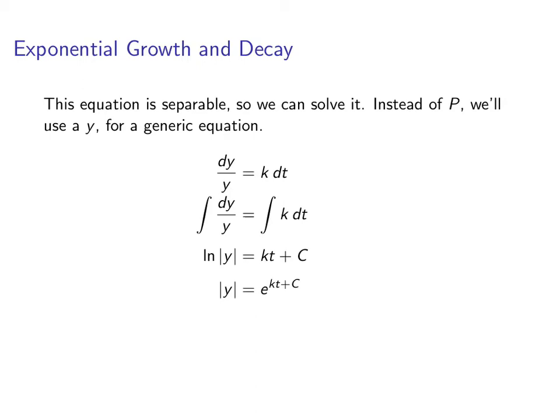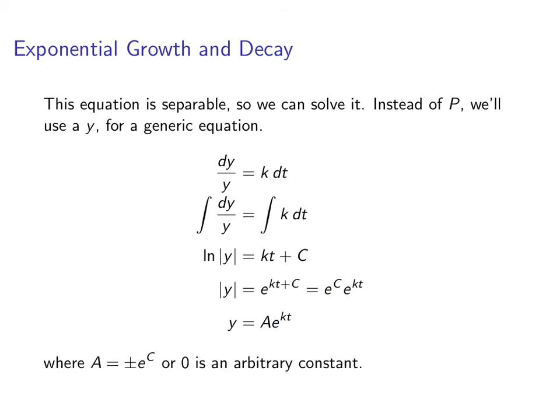We can get rid of the log by doing an exponential. And so we end up with e^C times e^(kt). And instead of e^C, we'll rewrite that as A. And we can also drop the absolute value because the A that we're going to deal with is either plus or minus e^C, or it's equal to 0. But it's an arbitrary constant. So that takes care of the absolute value thing.